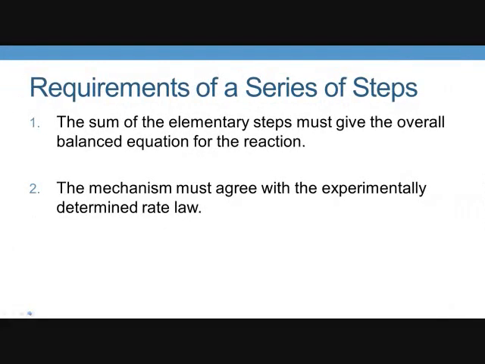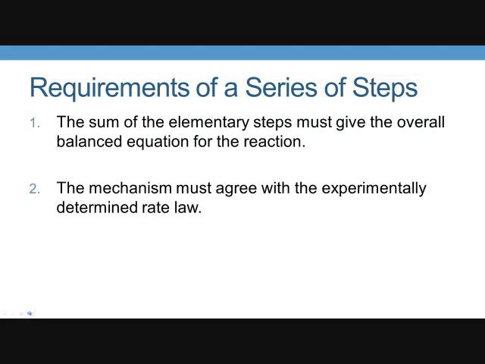So we have 2 requirements for a series of steps to be accurate for a chemical reaction. First of all, the sum of the elementary steps must give the overall reaction. It's just like when you're finding the ionic equation: opposites cancel out, same sides add together. And then the second requirement is that the mechanism must agree with the experimentally determined rate law. So it has to match what the rate law was experimentally figured out to be.